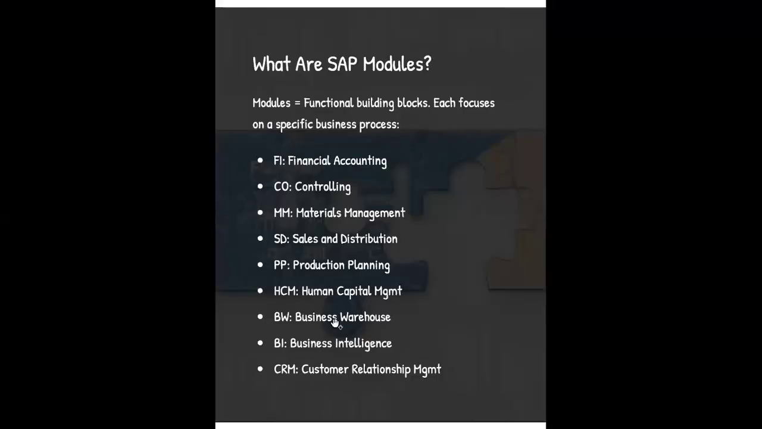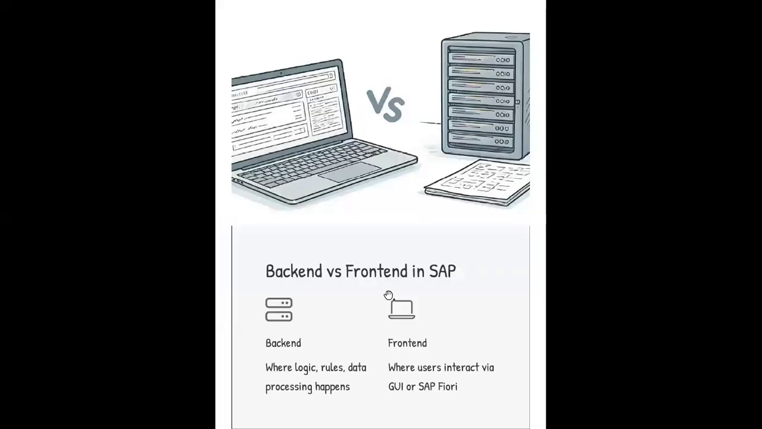Now, what are SAP modules? I already told you that modules are functional building blocks that each focus on a specific business process. The finance person will focus only on the finance side. The material management person will focus on the material management side. So these are different functional modules like controlling, HR, PP, HCM, BW, BI. Now coming to backend versus front end in SAP. In the backend, logic, data, and processing happen, while in the front end, users interact with the GUI or SAP Fiori.